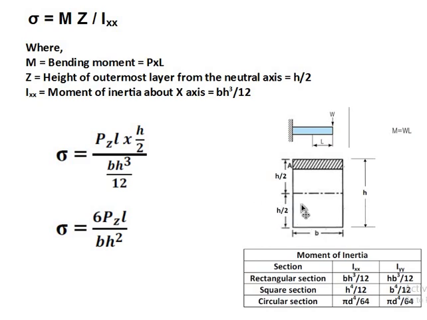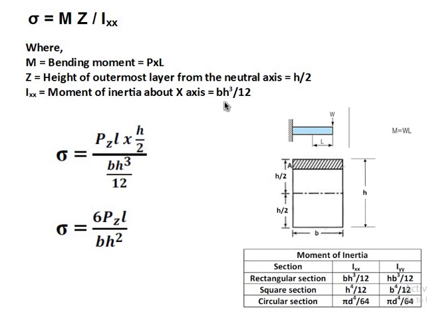Similarly, Z means the height of the outermost layer from the neutral axis. So let this be the rectangular cross section. This is the width of the tool, and this is the height of the tool. So this is the neutral axis. The total depth or height is h. We have to consider the height of the outermost layer from the neutral axis. So this is the outermost layer, and this is the neutral axis. The distance between these two is h by 2.